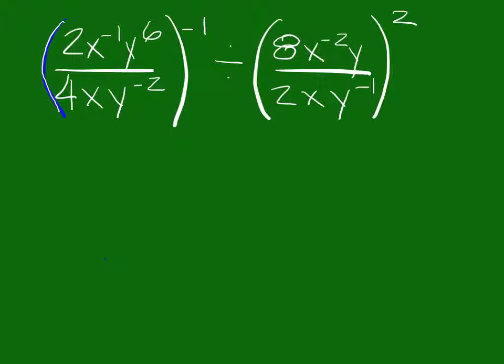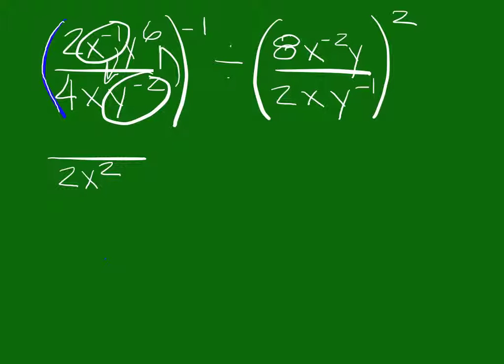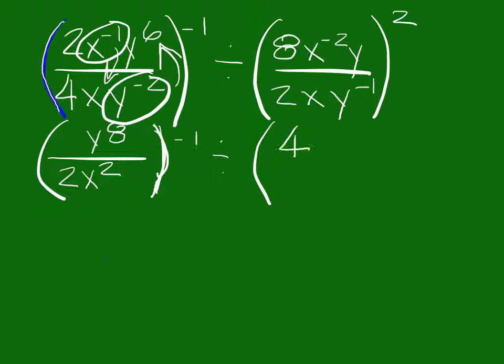On the left-hand side, 2 over 4 is a half. Put a 2 on the bottom. This goes to the bottom and makes x to the 2nd. This goes to the top and makes y to the 8th. Everything is still to the negative 1. Terrible looking parenthesis. There we go. 8 over 2 is 4. And then this goes to the bottom, x to the 3rd. This goes to the top, y to the 2nd.